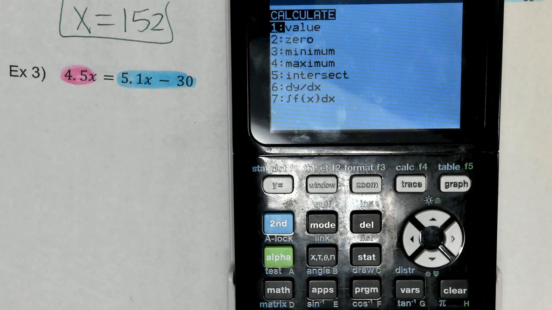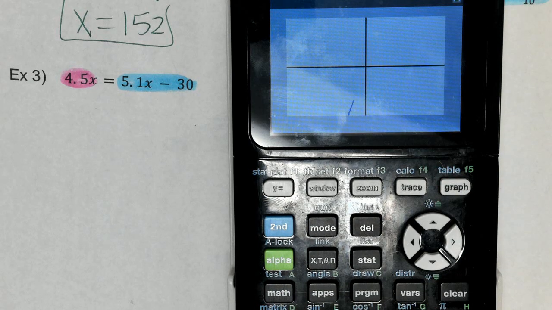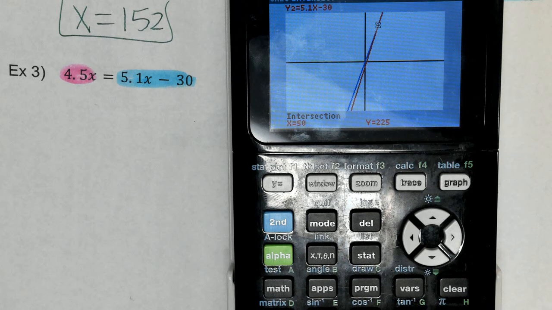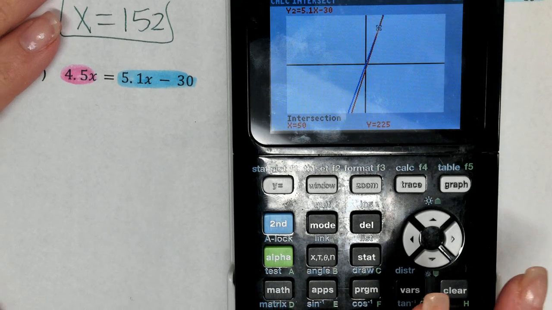Second trace, option 5. You have to be patient. Once the words pop up, enter, enter, enter. The answer is x equals 50.